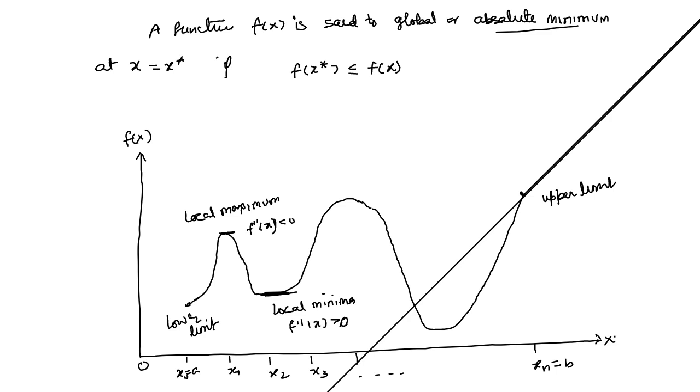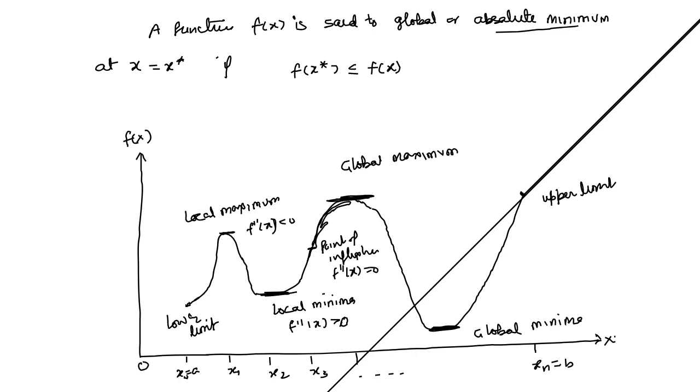Here we write some points that give us a point of inflection, neither minima nor maxima. Here we write f double dash x equal to 0. And this is the global maxima, that means the maximum point of the curve. Global maxima, or this is the global minima. This is the global minima.